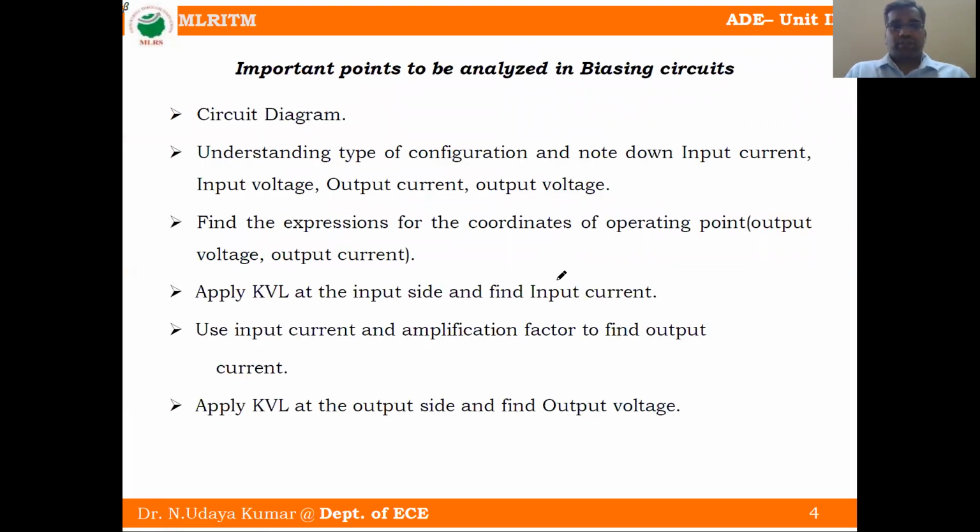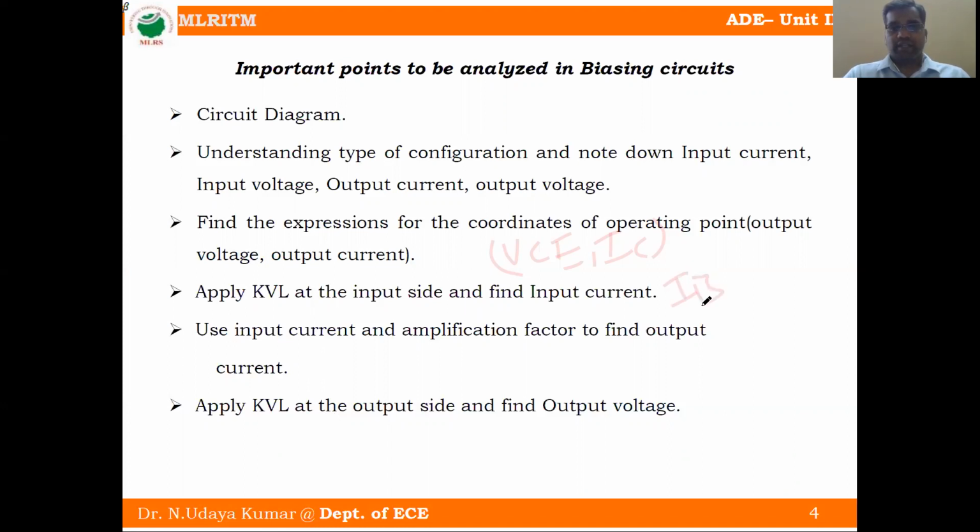Before going to that, for analyzing any biasing circuit, you have to remember these points. One is understanding the type of configuration and noting down the input current, input voltage, output current and output voltage, and finding the coordinates of the operating point, that means VCE comma IC. We apply the input side KVL to find the input current, and similarly apply the output side KVL to find the output voltage. So here by applying the KVL, we will find the input current IB.